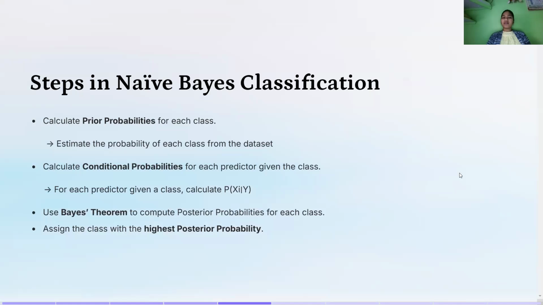Steps in naive Bayes classification. Calculate prior probabilities for each class: estimate the probability of each class from the dataset. Calculate conditional probabilities for each predictor given the class: for each predictor given a class, calculate P(xi|y). Use Bayes' theorem to compute posterior probabilities for each class. Assign the class with the highest posterior probability.